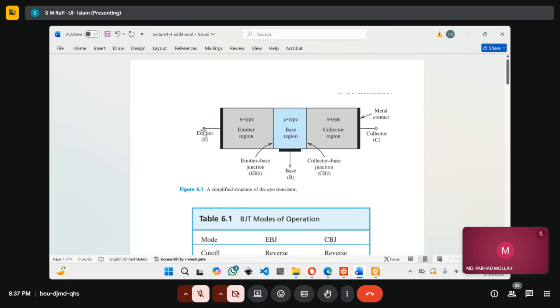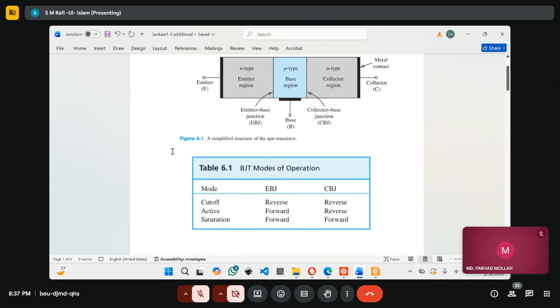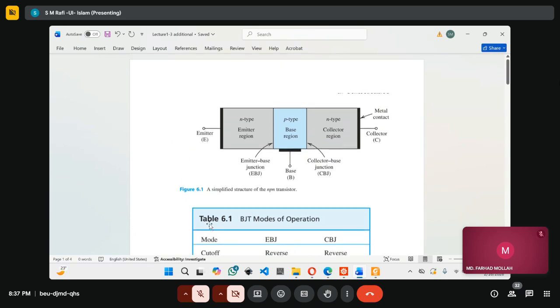Based on the voltage applied to these three terminals, the emitter, base, or collector, the BJT, or the transistor, can act in three different regions: cutoff, active, and saturation. Different regions or modes have different purposes. Basically, the transistor can be used as an amplifier. It can be used as a logic device or in memory devices.